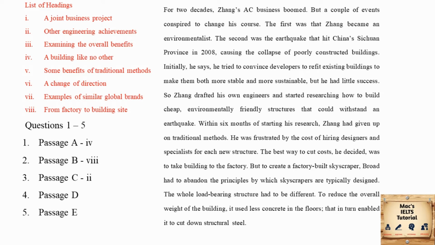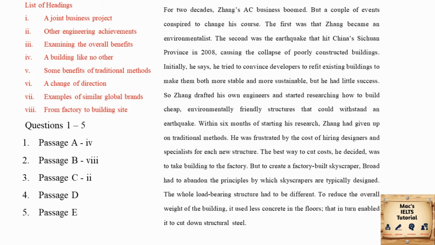Initially, he says, he tried to convince developers to refit existing buildings to make them both more stable and more sustainable, but he had little success. So Zhang drafted his own engineers and started researching how to build cheap, environmentally friendly structures that could withstand an earthquake. Within 6 months of starting his research, Zhang had given up on traditional methods. He was frustrated by the cost of hiring designers and specialists for each new structure.